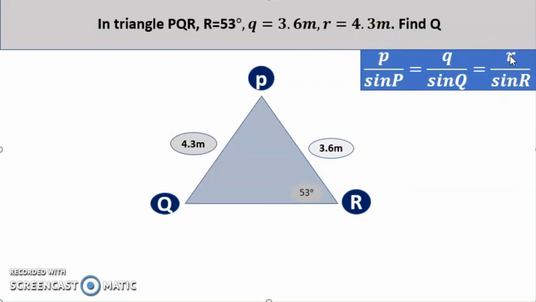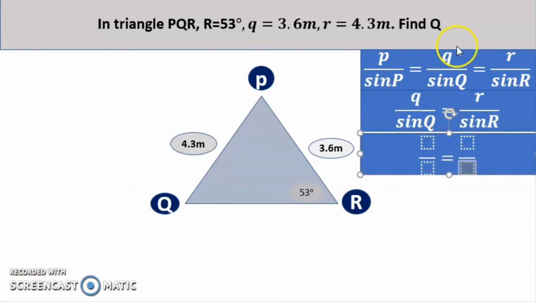We know our side r to be 4.3 meters. We know angle R to be 53 degrees. We know side q to be 3.6 meters. And we are asked to find angle Q. So using this parameter, 3 out of 4 is given. So automatically we are using q over sine Q equal to r over sine R. The next thing we are going to do is to substitute these figures: the value for q, the value for angle Q, the value for side r, and the value for angle R. We are going to substitute to see how it looks like.